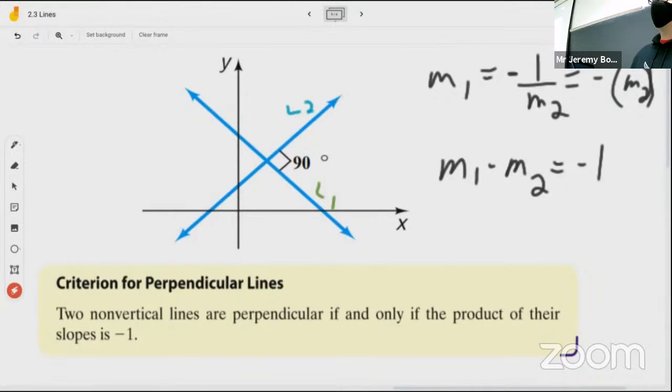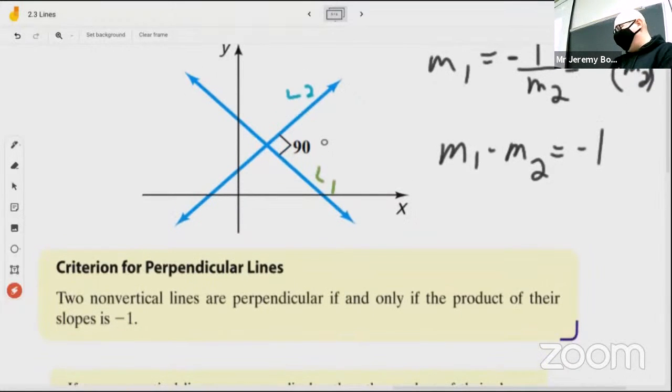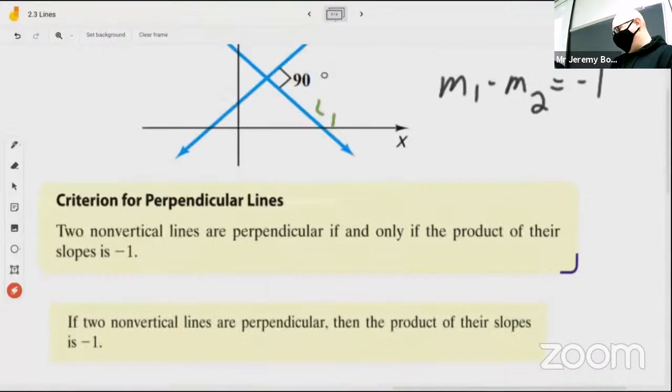Any questions on that? No? So people do well with perpendicular. Well, people do really well with parallel lines. People do a little bit less well with perpendicular lines. But what really gets people is this non-vertical thing we've got going on.